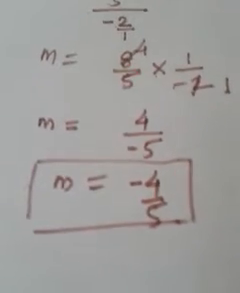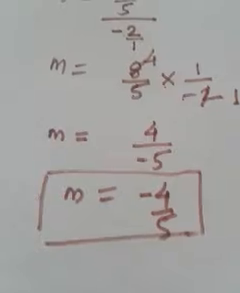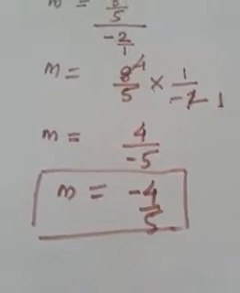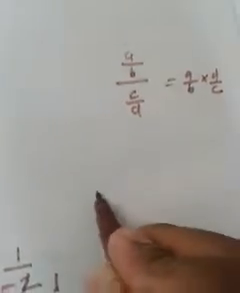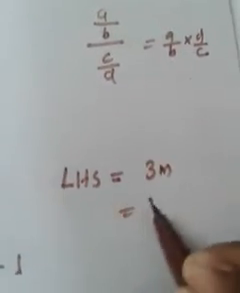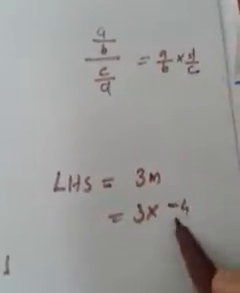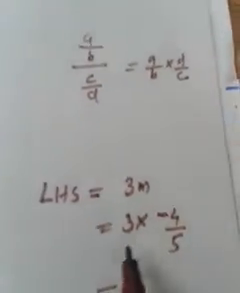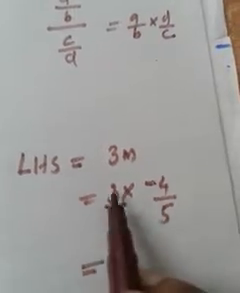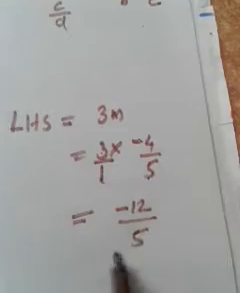Now it is time to check whether this answer is correct or not, that means by the verification process. So shall we verify? Okay. In order to verify, we take the LHS. What LHS? 3m, that means 3 into m. What is the value of m? We got -4/5. So 3 you can write as 3/1 and multiply. 3 into -4 is -12, divided by 1 into 5 is 5. So we got the LHS as -12/5.